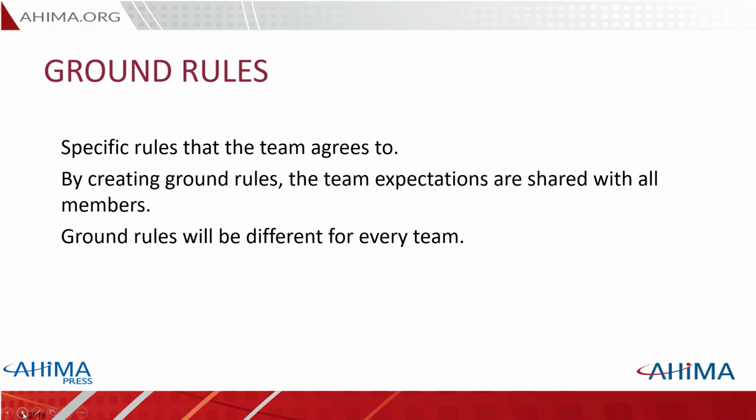Every team needs to set ground rules. So ground rules are specific rules that everybody on the team agrees to. They are usually produced in a brainstorming session. By consensus, everybody on the team agrees to abide by the rules once they're established. So once we've created those ground rules, the team expectations are shared with everybody. Everyone knows what's expected of them. And then the ground rules should also include what happens to members who don't follow the rules. Because the ground rules are created by every team, they're going to be a little bit different for each team.